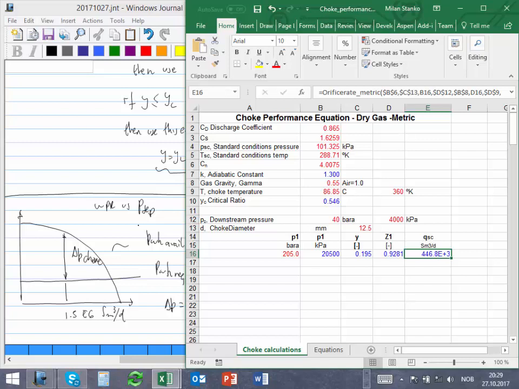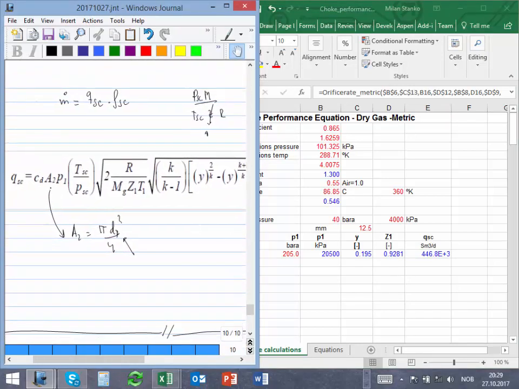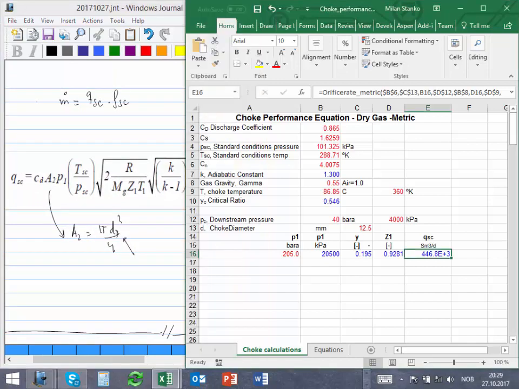What are we going to tell the Solver? What can you change? Can you change the inlet conditions? No, that comes from the well, from the reservoir. Can you change temperature? No. Can you change downstream conditions? No. You have the separator pressure. You cannot change it. So the only thing you can change in that equation is the diameter of the choke. You can go and put another, different choke. So that one is here, 12.5. So what I'm going to say is, Solver, please change this number until I get exactly 1.5. Okay, so let's try it.